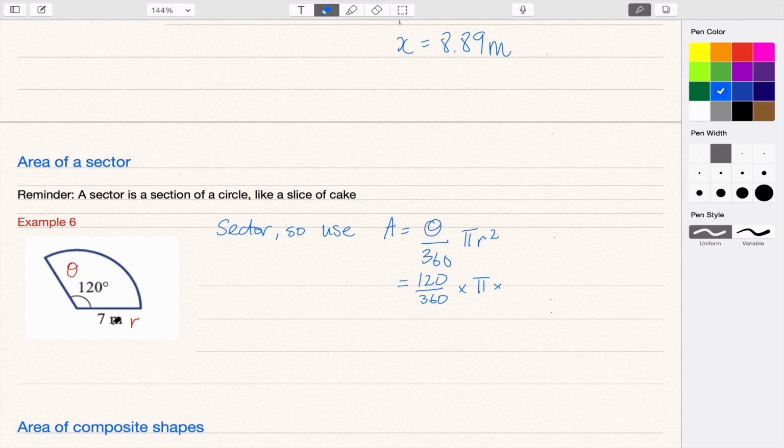So R is 7 squared. Put all this in the calculator and you end up with 51.31, and we're trying to find area, so it's going to be in these units squared.